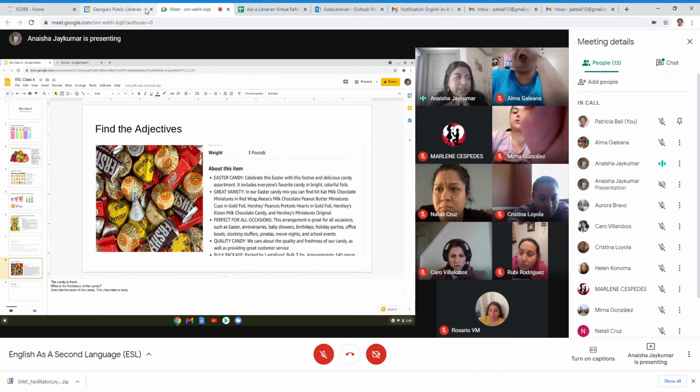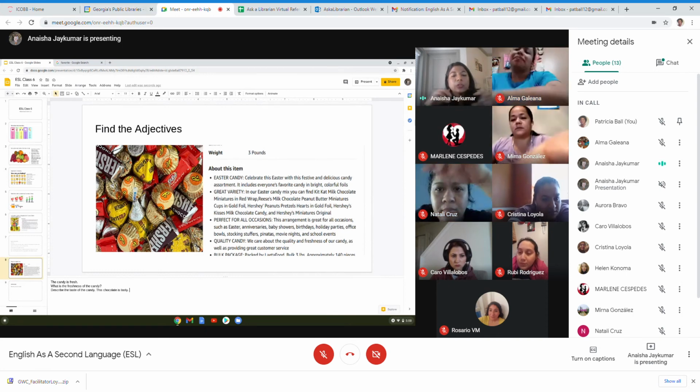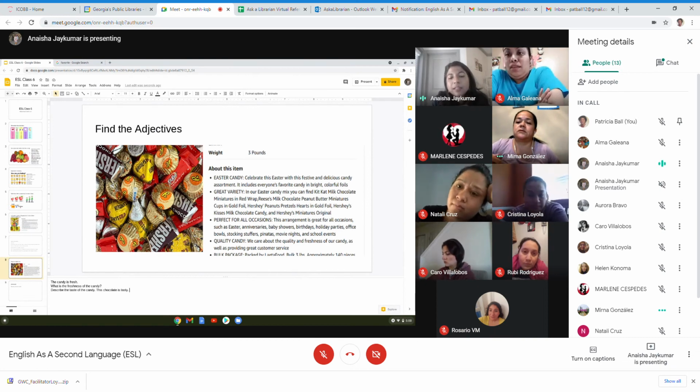Are you able to see the difference here? The taste of the candy. Describe the taste. So you are asking someone to describe the taste. Taste is a noun. Yes. But when you say it is tasty, then it becomes an adjective.